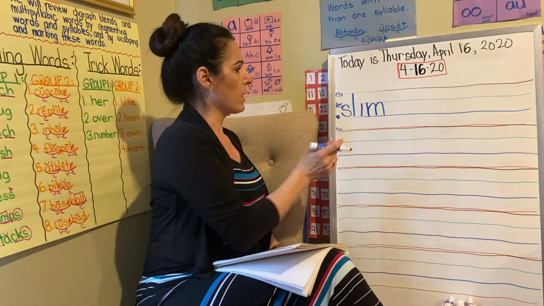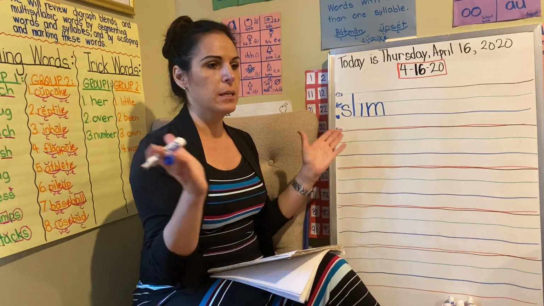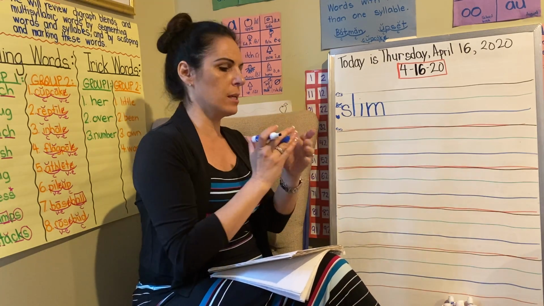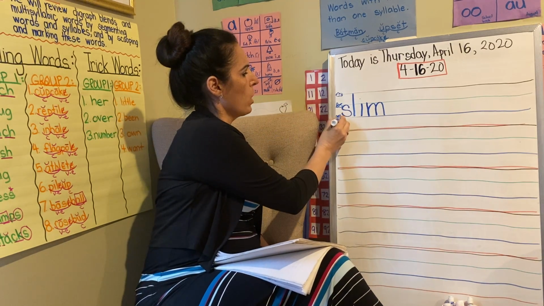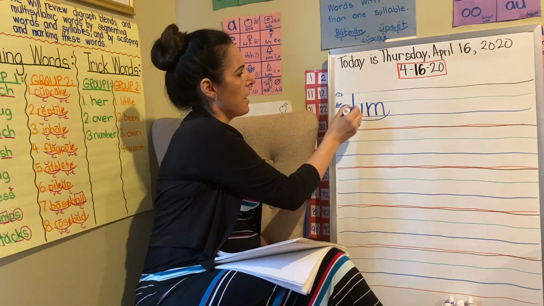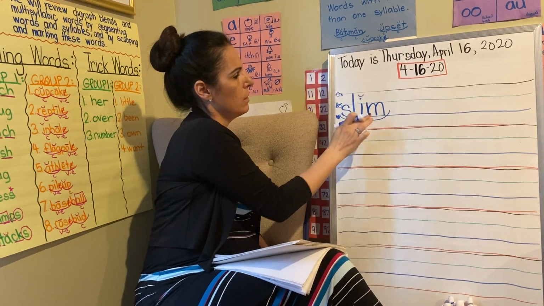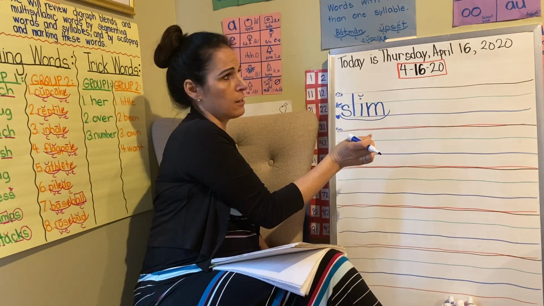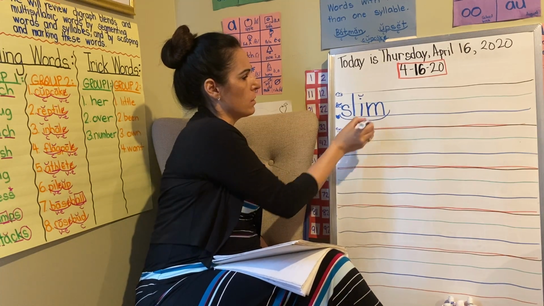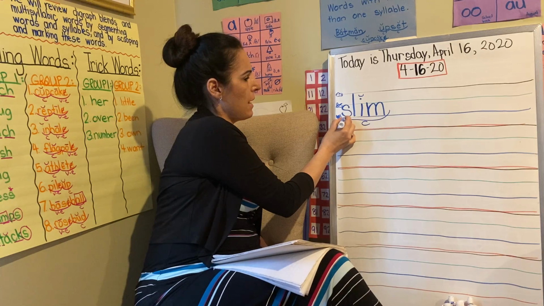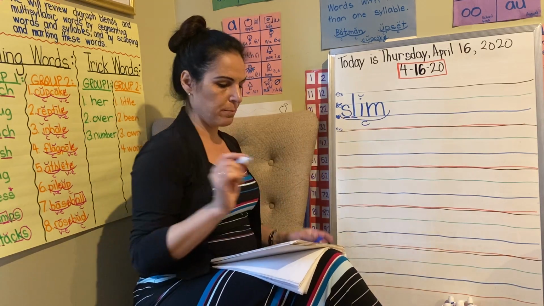When we scoop it and mark it, first of all, let's see how many syllables it is. Slim, 1 syllable. So we just give it 1 scoop. And I hear the I, short vowel. It's closed in by a consonant, therefore it is a closed syllable. And it has a consonant blend.